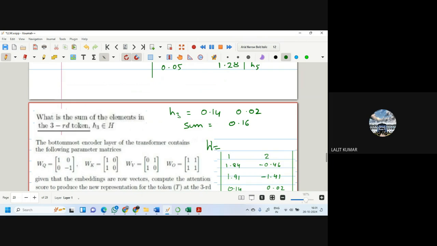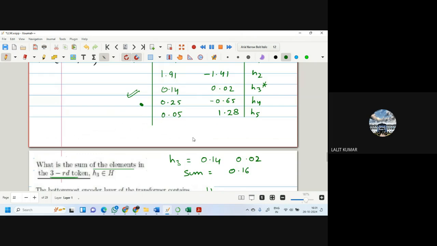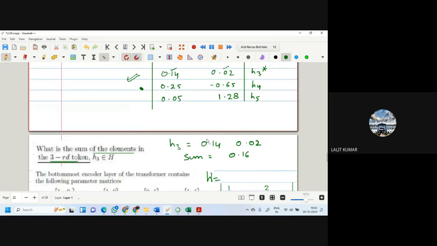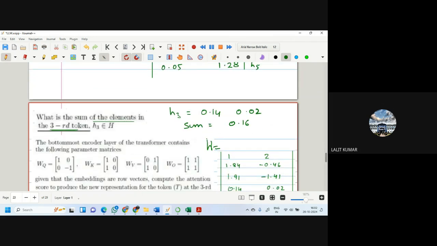What is the sum of the elements in the third token? So for the third token we come here. This is H0, H1, H2, H3. So this is H3, 0.14 and 0.02. So it becomes 0.16 as the answer.